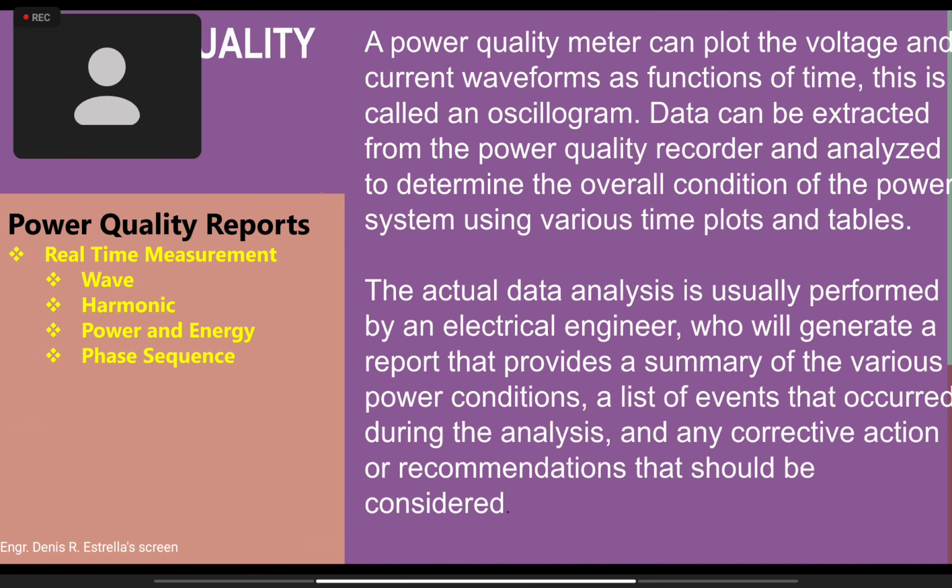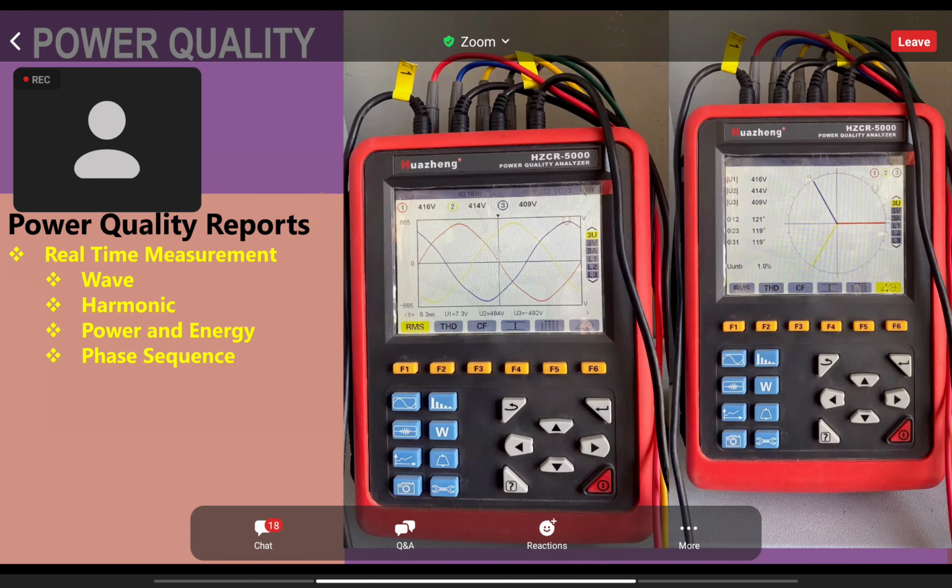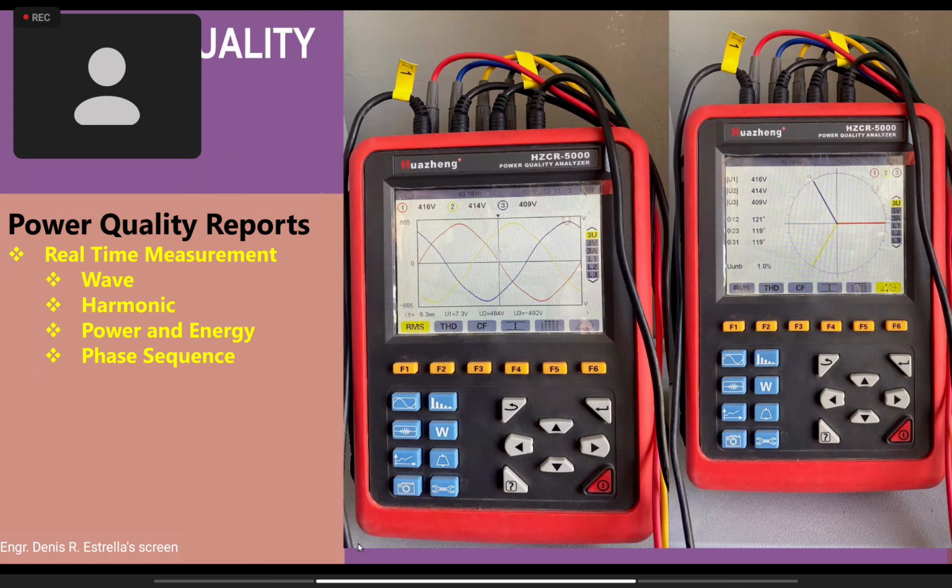So, ito ang example sa illustration natin sa power quality meter natin. You can see the wave. So, sine wave, kita din natin yung kanyang phase sequence. So, sa wave, real time, nakita natin yung kanyang sinusoidal waveform. Perfectly sine wave ba siya or mayroong distortion, makikita din natin. So, wave, we can also see the magnitude of the voltages. So, ito, mayroong unbalance. If it is more than 5%, that is already an issue.